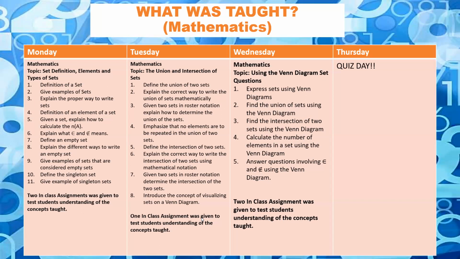Then we explain the correct way to write the intersection of two sets using mathematical notation. And we explain exactly how to find the intersection of two sets given two sets written in roster form. That's when you're listing it out, okay? So roster notation is when you list it out, like how we have it. That's like how we usually have the sets listed out. That's what roster notation is.